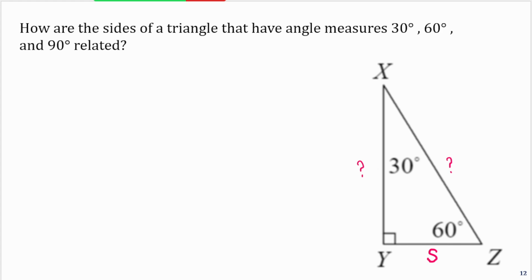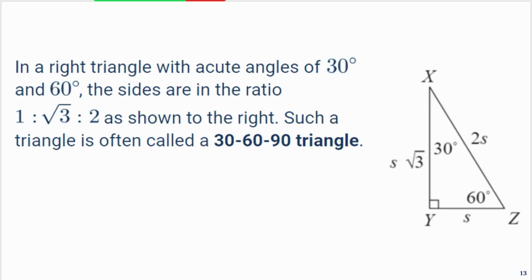Well, actually, in a right triangle with acute angles of 30 and 60, the sides are in a ratio of 1 to square root 3 to 2, as shown to the right. So I'll leave this proof to you as homework, okay? Try to see if you can prove this.